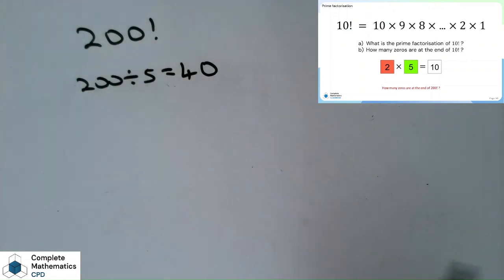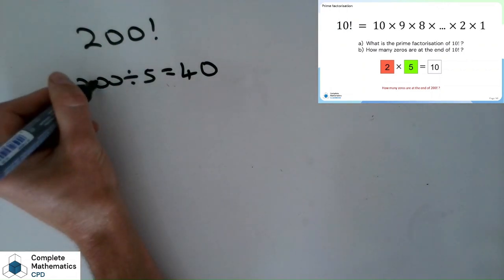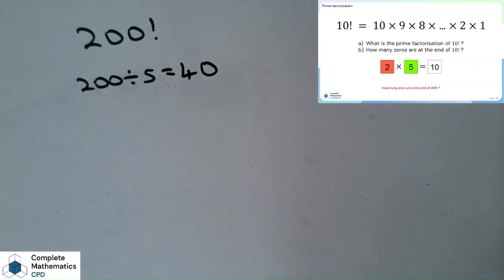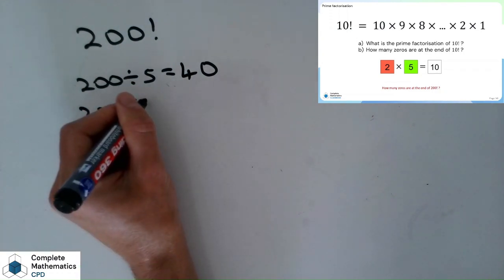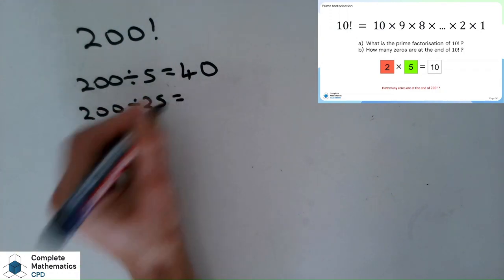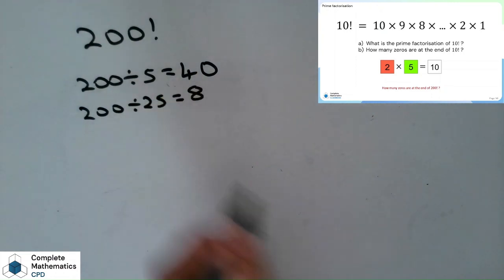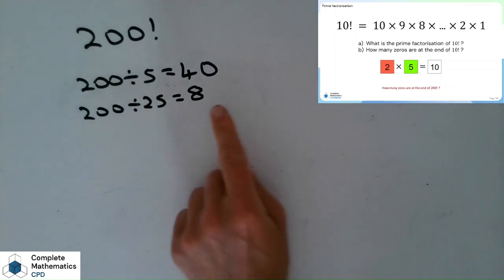But that's not it, because sometimes when I'm doing the 5 times table, like 5, 10, 15, 20, 25, when I hit 25, that's actually got 2 5's in it as well, because it's 5 squared. So every number in the 25 times table contributes an additional 5 to the prime factorisation. So how many extra zeros will that contribute? Well, 200 divided by 25 is 8, so that's an extra 8 5's in the prime factorisation, in addition to the 40.